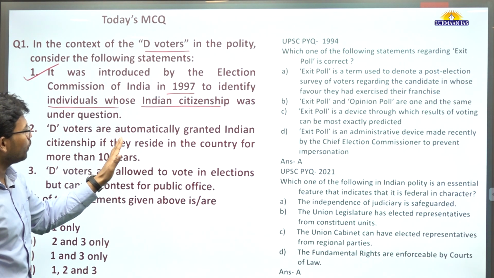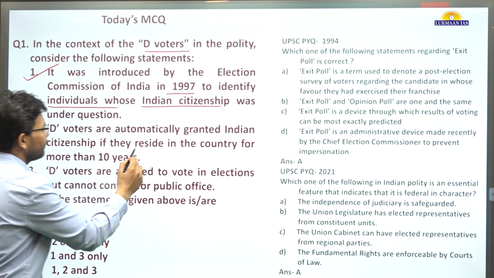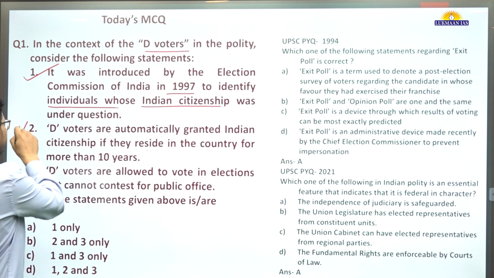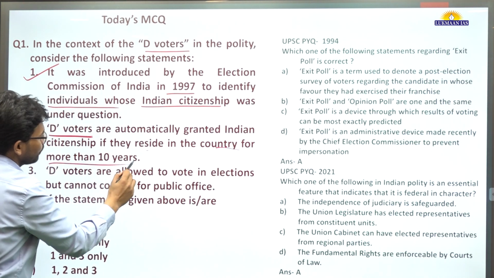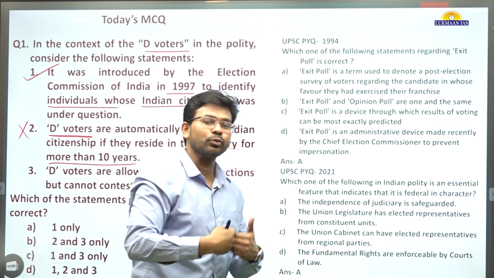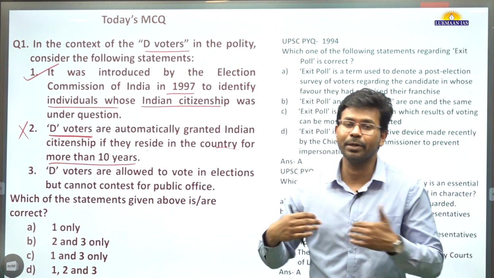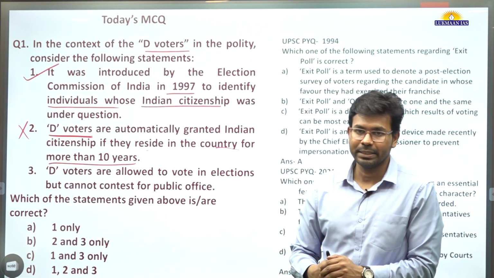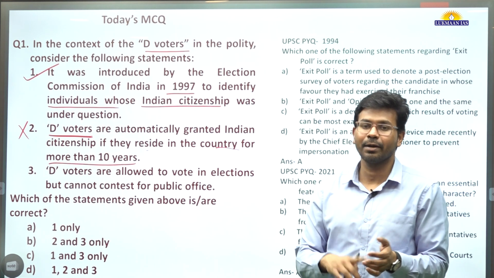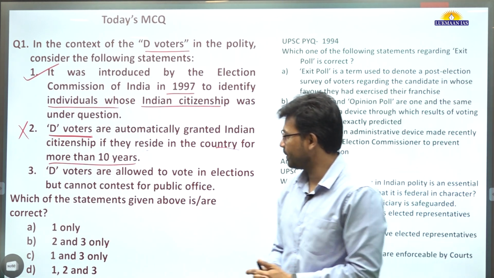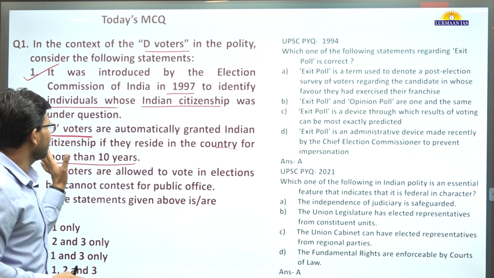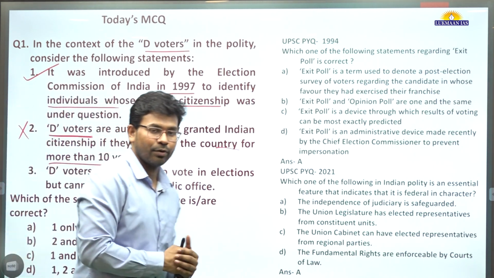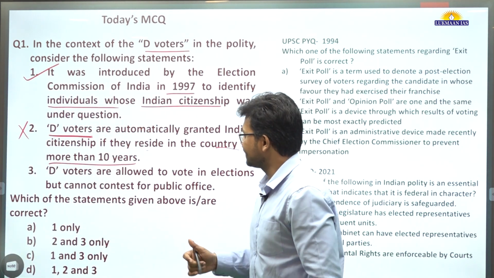D voters are automatically granted Indian citizenship if they reside in the country for more than 10 years. This is not the case. D voters have to prove their Indian citizenship through documents. There are multiple documents that are acceptable, like voter card, passport, and many other documents. Using those documents, a person has to prove his Indian citizenship.